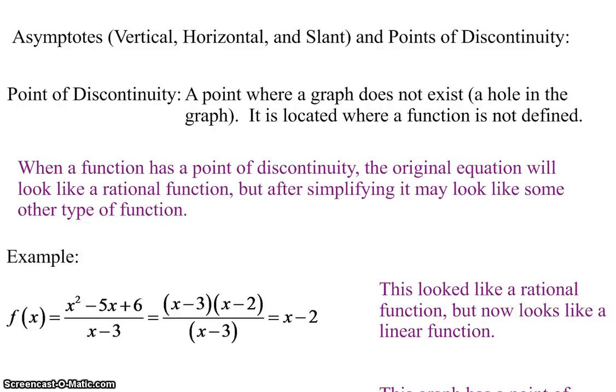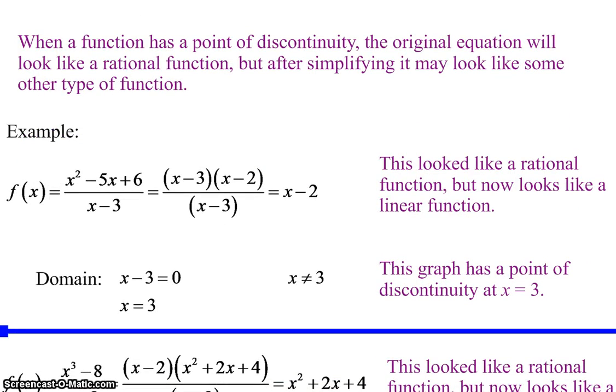When a function has a point of discontinuity, the original equation looks like a rational function, but after you simplify, it may look like some other type of function. In our example, f of x is x squared minus 5x plus 6 over the quantity of x minus 3. The first thing we would do is factor the problem, and the numerator factors to x minus 3 times x minus 2, and then that is over the factor of x minus 3. We cancel out the common factors, and we're left with x minus 2.